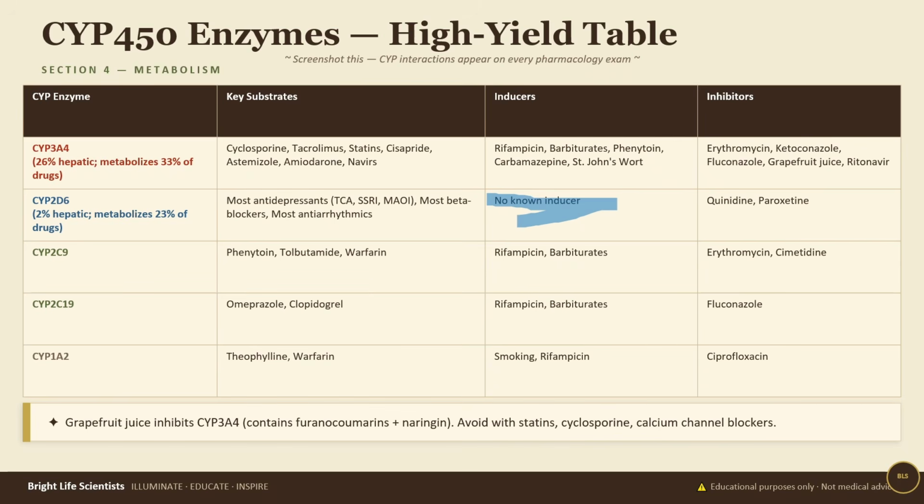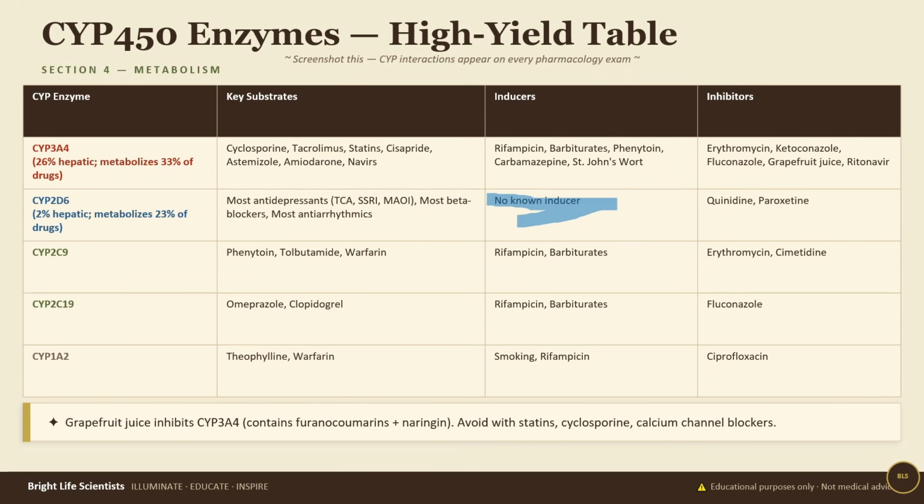Grapefruit juice contains furanocoumarins. These irreversibly inhibit CYP3A4 in the gut wall for 24 to 72 hours. One glass can raise statin and cyclosporine levels to dangerous levels. So if you ever have a patient who's taking any of these drugs, never let them take grapefruit juice with their statins. It will cause toxicity.